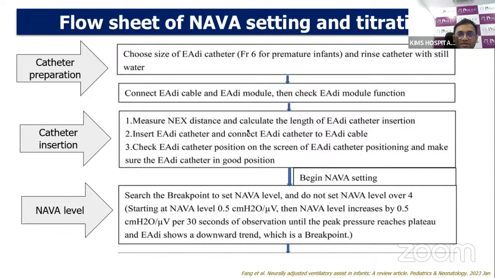And then we begin the NAVA setting. We start with a NAVA level of 0.5 to 1 centimeters, and slowly increase the NAVA level by 0.5 until we reach the break point. The break point is where your EDA peak starts showing a downward trend and will ultimately be in the range of 10 to 15. This is the break point where the ventilator is appropriately assisting the baby, allowing the baby to have its own respiratory efforts.